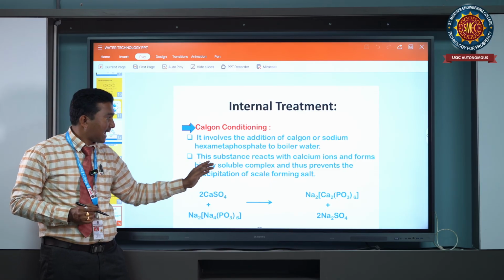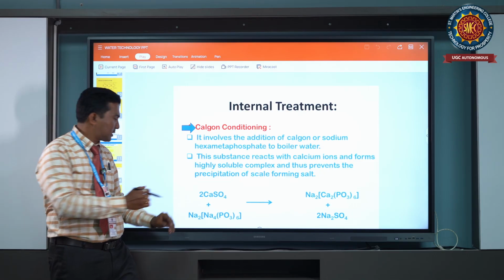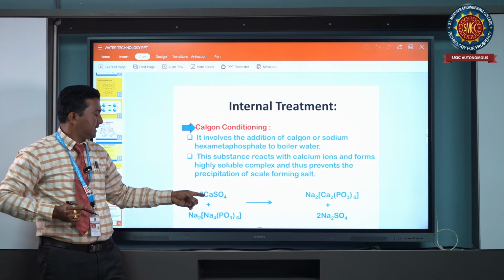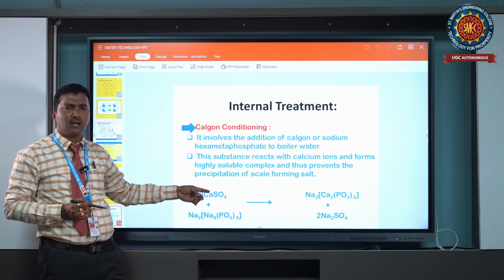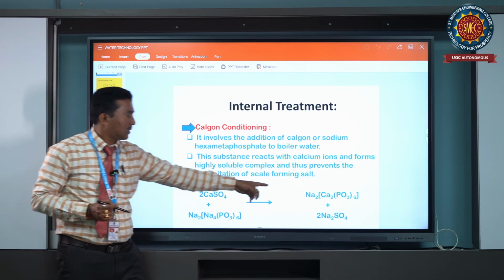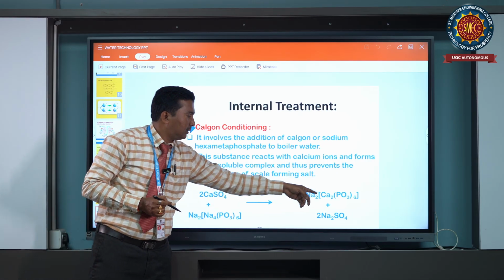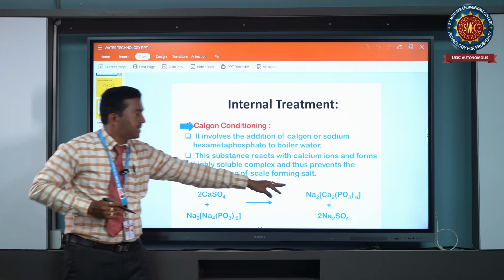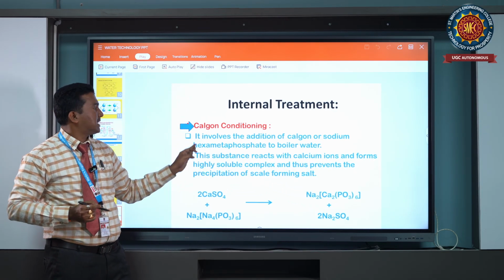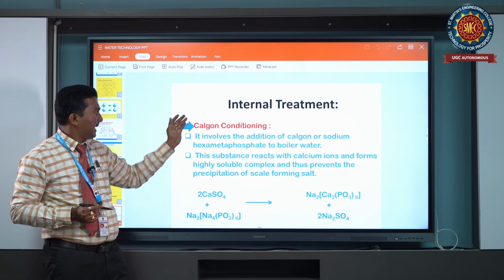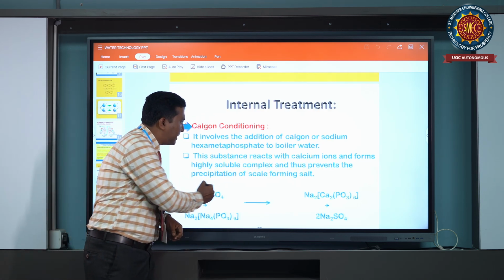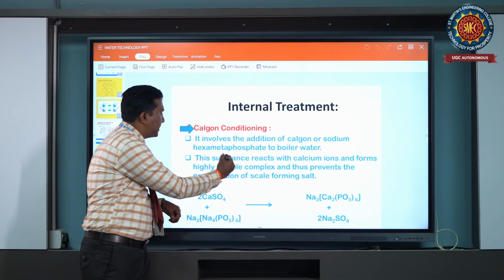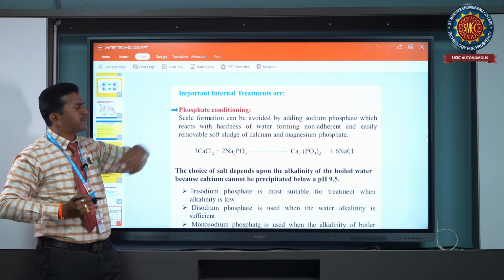That one is converted into sludge. So calcium sulfate is a scale forming salt, and it can be removed. It is dissolved, and it forms calcium hexametaphosphate. These are the Calgon conditioning. So the next one is phosphate conditioning.